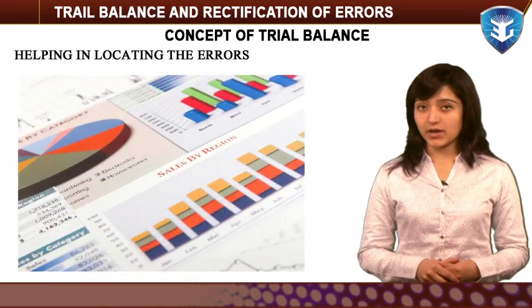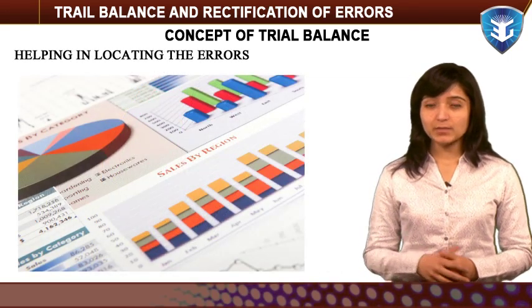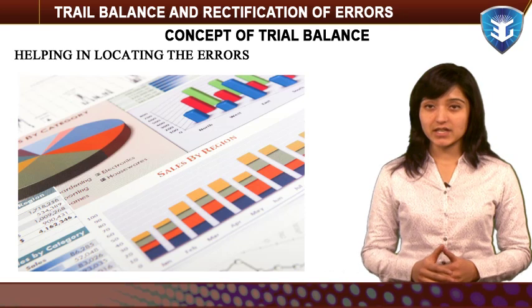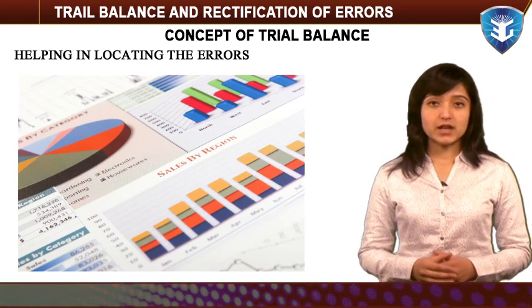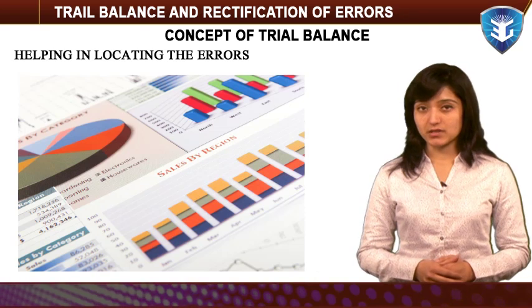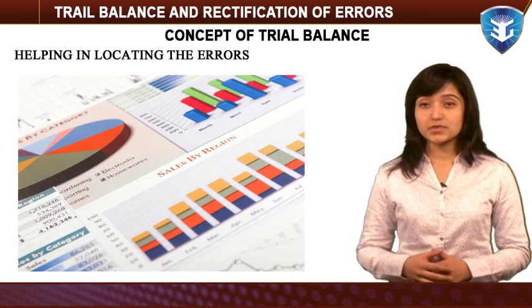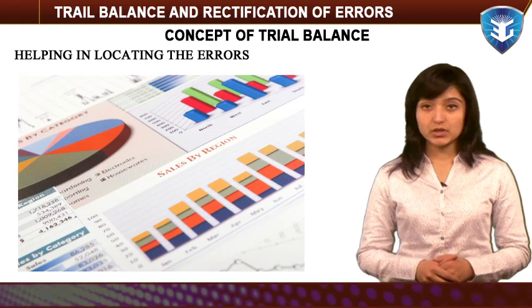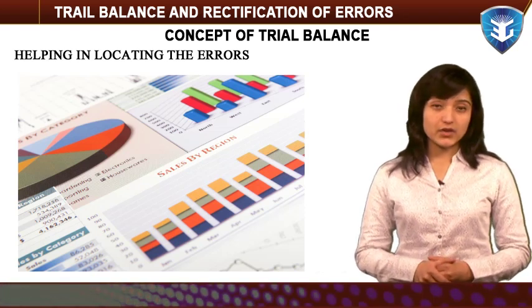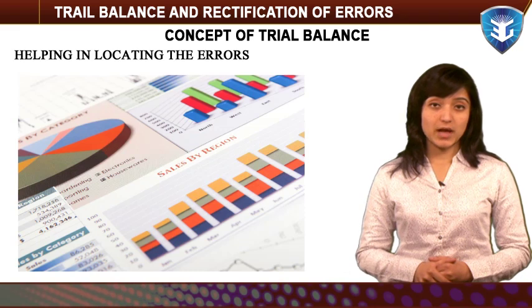Helping in locating the errors. This implies that if the trial balance does not match, it indicates that there are errors in the accounts. These errors can occur at any stage of the accounting process, such as while totaling of subsidiary books, posting of journal entries in ledger, calculating account balances, carrying account balances to trial balance or totaling of trial balance.